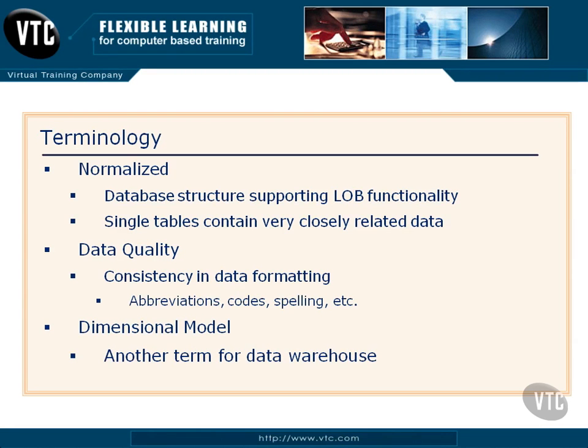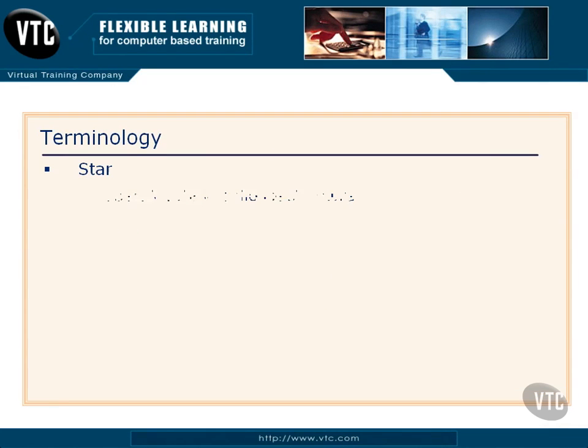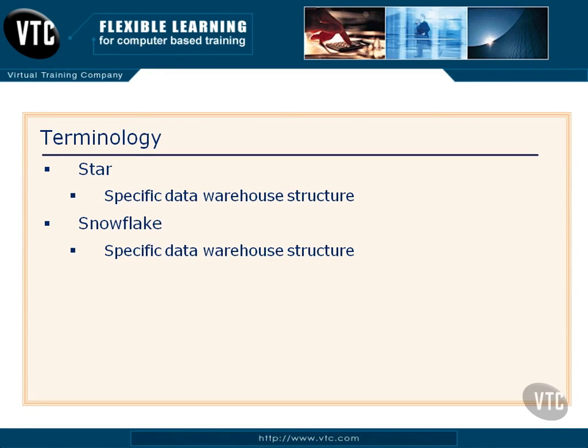Dimensional model, this is another term for a data warehouse. When you hear dimensional, then that's data warehouse. When you hear dimension, they're probably talking about something connected to a data warehouse. Then there's star and snowflake. This refers to a specific data warehouse structure, and we're going to talk quite a bit more about these later on in the course. But just understand for now, when you hear star or snowflake, they're talking about data warehouses. Of course, depending on the context of where you are. If you're at your child's kindergarten function, they're probably not talking about data warehouses.